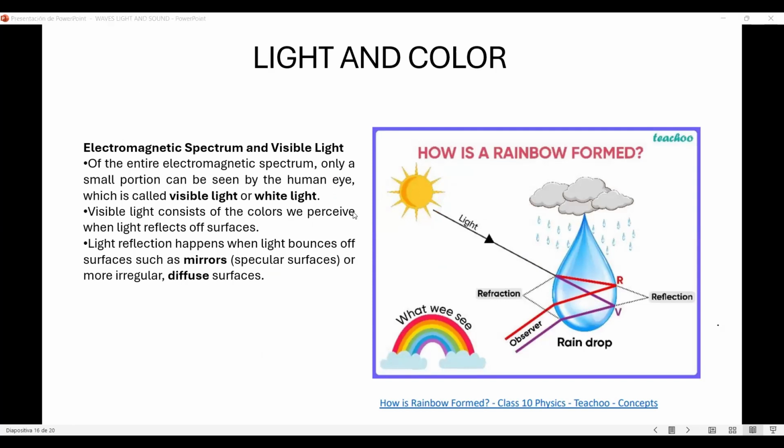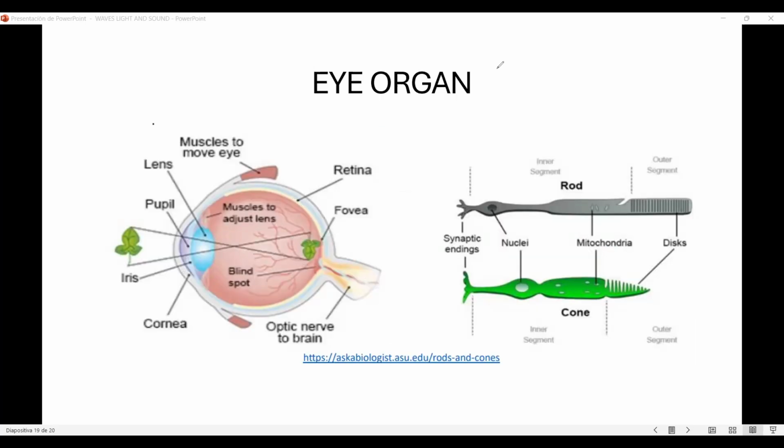The electromagnetic spectrum and visible light: of the entire electromagnetic spectrum, only a small portion can be seen by the human eye. As I explained to you, that is the visible light or white light. And that white light will come from the sun. Okay, so visible light consists of the colors we perceive when light reflects off the surface, right? And this is the way that the rainbow can be produced. Right, the eye organ.